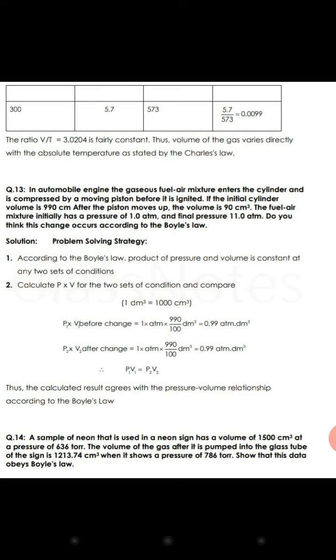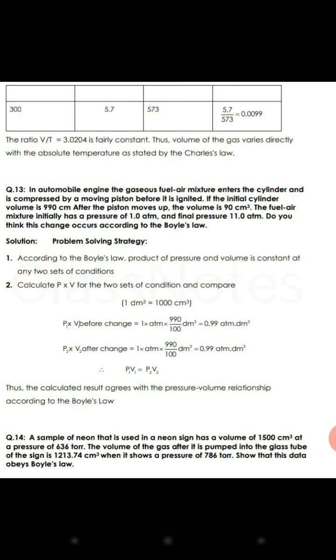Here you can see 5.7 divided by 573, and you will get 0.0099. Okay beta? So it means this result obeys Charles law because we are getting the same result. The ratio V by T, equal to 0.0099, is fairly constant throughout all the results. Thus, the volume of the gas varies directly with the absolute temperature as stated by Charles law. You know, Charles law states that when we increase the temperature, the volume will also increase, and when we decrease the temperature, the volume will also decrease.